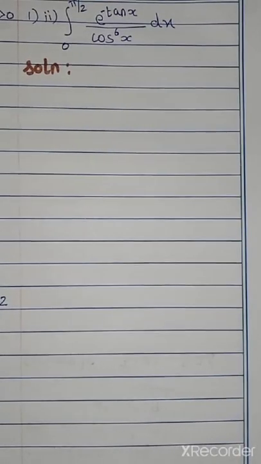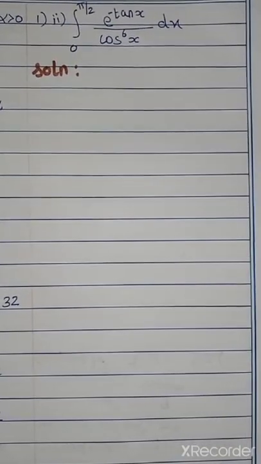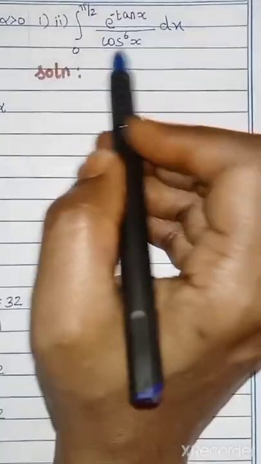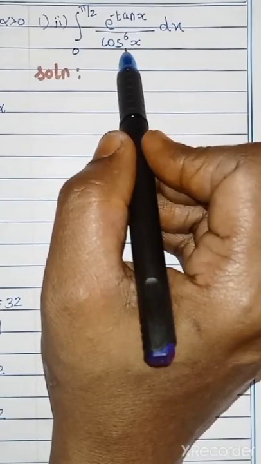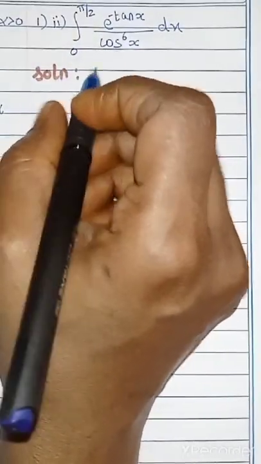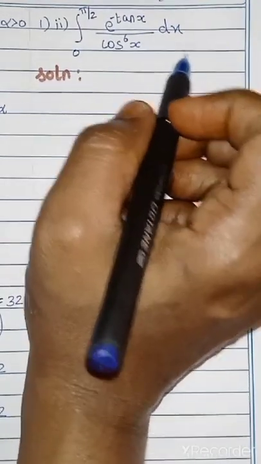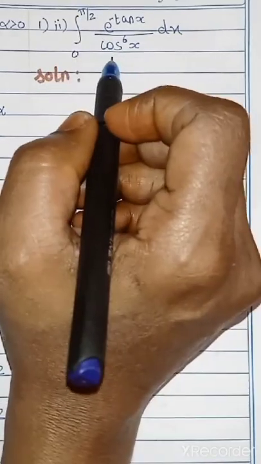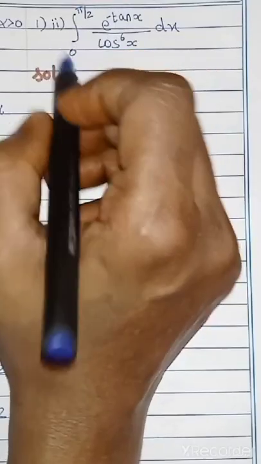Now, first problem, second subdivision. Integral 0 to pi by 2 e power minus tan x by cos power 6x dx. Now look at this one. E power something is there. So e power something with one product is there. Now we have to use gamma integral. Before using gamma integral, it should be integral 0 to infinity e power minus x power n. But here the integral is 0 to pi by 2, so first you have to rewrite the question.